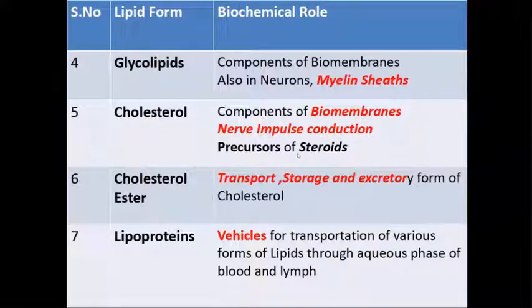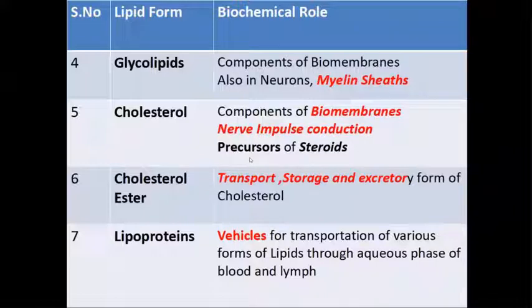This bile salt is formed from what? Cholesterol. Even vitamin D is also derived from cholesterol. Even different sex hormones like testosterone and estrogen are all synthesized from cholesterol. And there is no good and bad cholesterol.